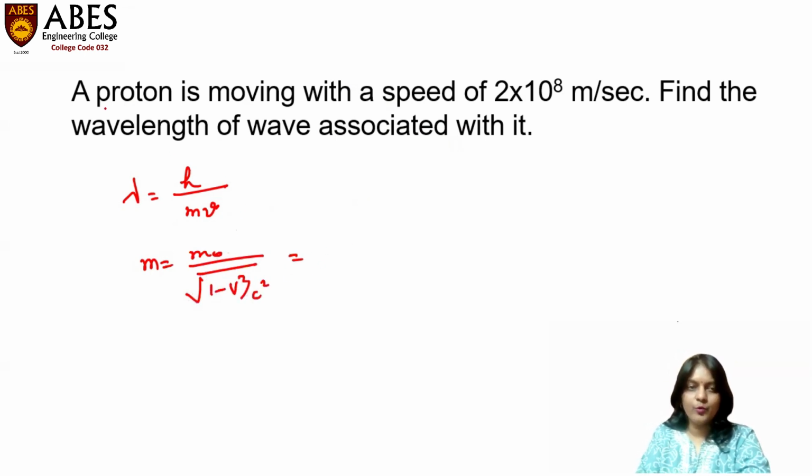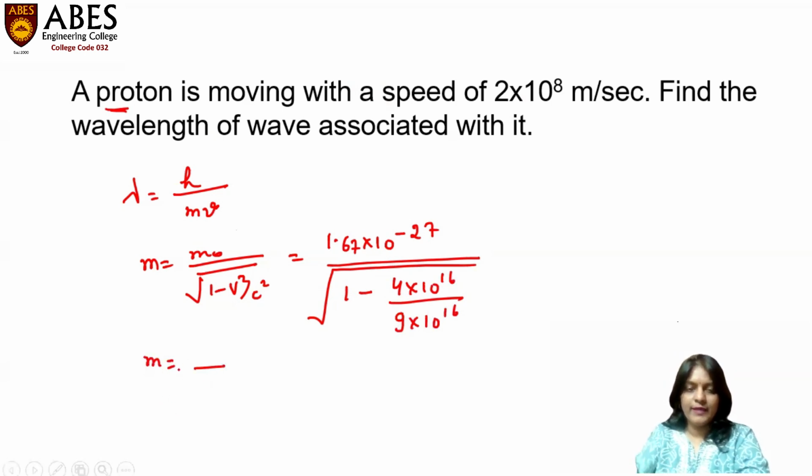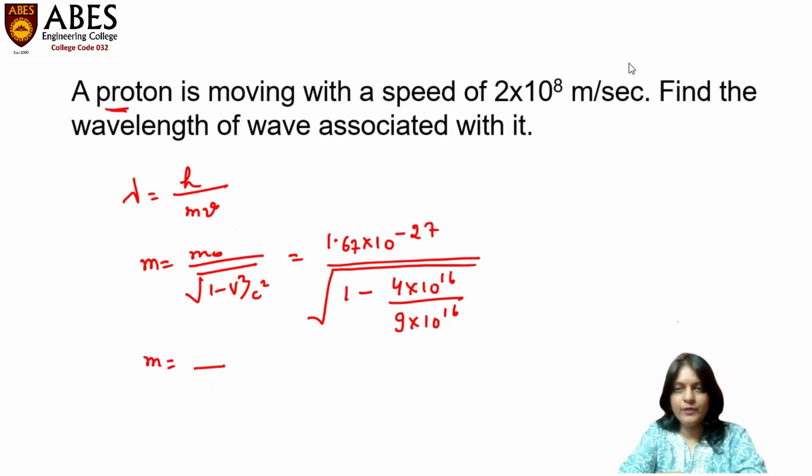where the rest mass of the proton is 1.67 into 10 to the power minus 27, upon root of 1 minus v square by c square. The velocity is 2 into 10 to the power 8, so the square is 10 to the power 16 upon c square, which is 9 into 10 to the power 16. Calculate the mass from this, and after calculating this value, put the mass in the main formula.